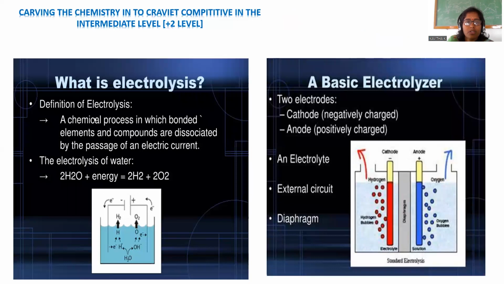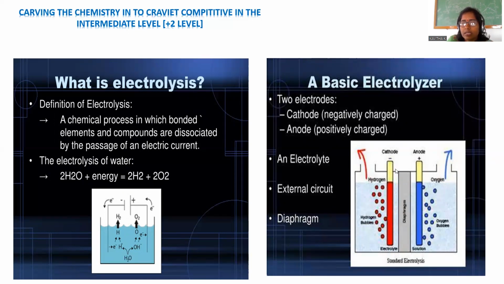So here, if you observe this one, the definition of electrolysis: the chemical process in which bonded elements or compounds are dissociated by the passage of electrical current. If you take water, by the electrolysis process, it will be dissociated into hydrogen and oxygen, elemental. What molecules will be generated? This is a process called dissociation of water by applying electricity, so that hydrogen and oxygen are formed. This is called electrolysis, right?